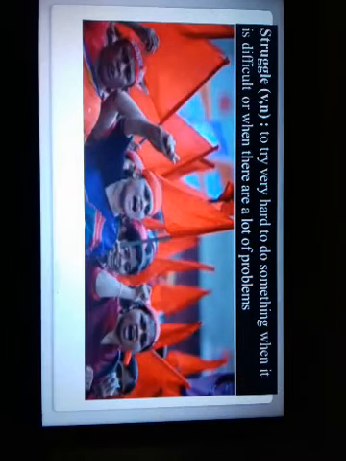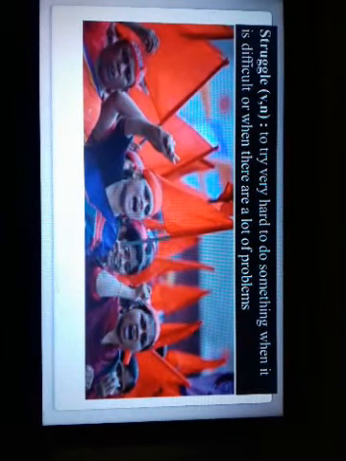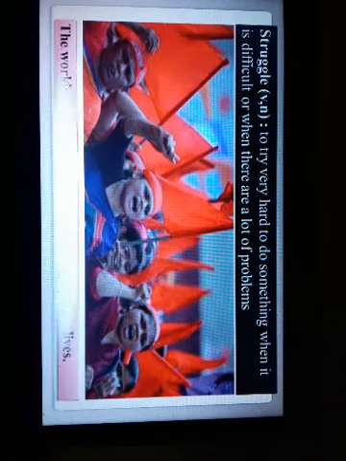Okay, next, have a look at the next word, struggle. The students, this word can be used as a verb and a noun. Its meaning is to try very hard to do something when it is difficult or when there are a lot of problems. So we see a lot of women, working people here showing demonstration, they are protesting, perhaps chanting slogans for their demand. Let's see the sentence with this word. The working class always struggle for their better lives.